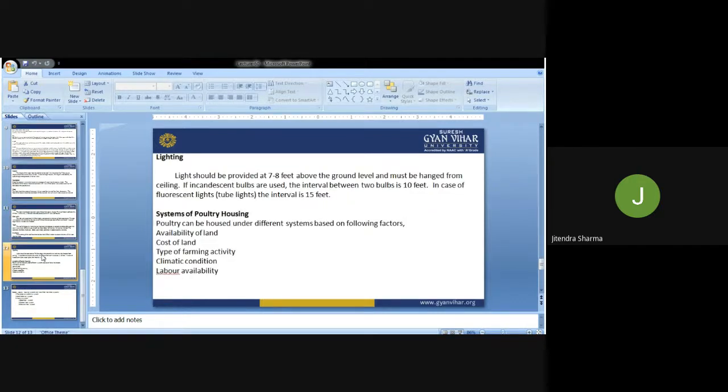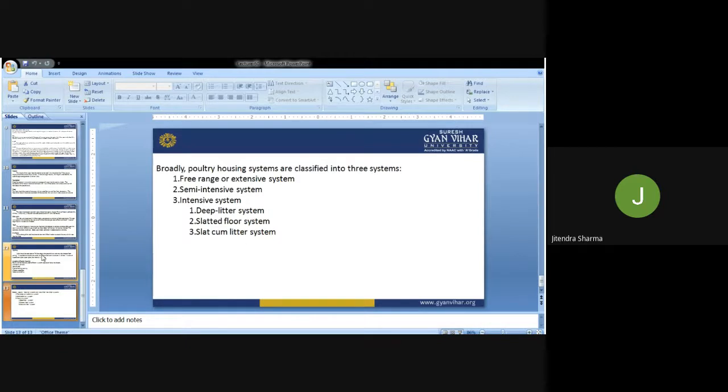Then we discussed the systems of poultry housing, which can be housed in different systems based on the following factors: the cost of land, the type of farming activity, climatic condition, and labor availability. Finally, we went through the names of the systems available. The free range or extensive system is nowadays outdated, because initially poultry lived that way in nature, but because of the disadvantage that we cannot control anything in the system, it is outdated.